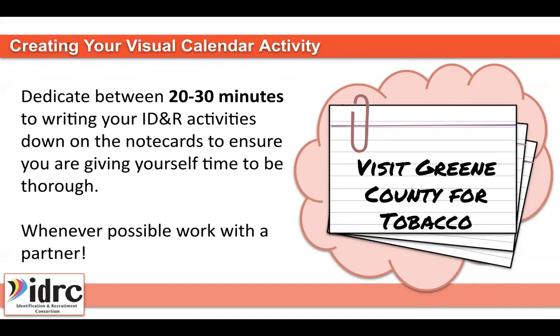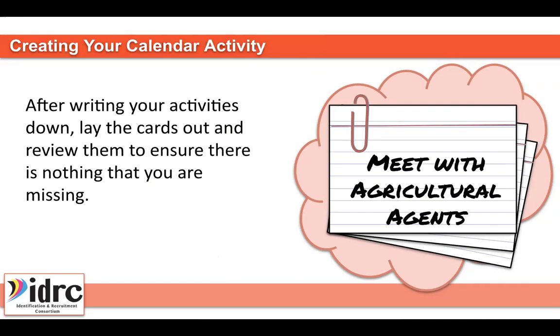But you want to make sure that you're giving yourself that time to be as thorough as possible and think of everything that you do. If possible, work with a partner to help brainstorm and bounce ideas off of. Your partner might remember something that you forget. And then after you finish writing all your activities down, lay out the cards in front of you and review everything there so that you can ensure that there's nothing missing. You want to go back and look at them as a whole just to see that there's nothing glaring that you're missing.